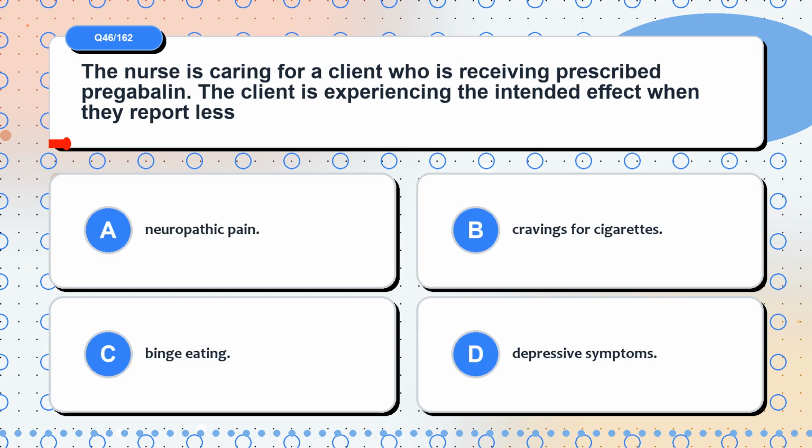Question 46. The nurse is caring for a client who is receiving prescribed pregabalin. The client is experiencing the intended effect when they report less. Here are the options. Option A, neuropathic pain. Option B, cravings for cigarettes. Option C, binge eating. Option D, depressive symptoms.